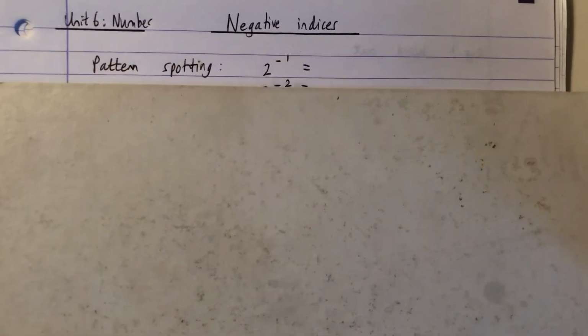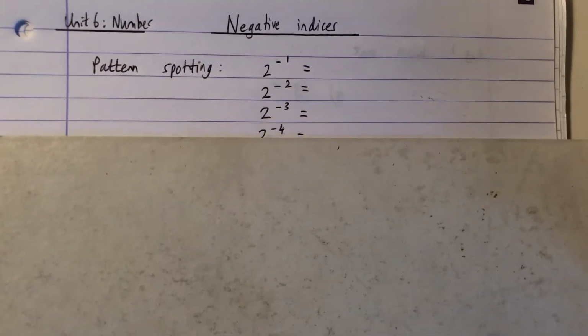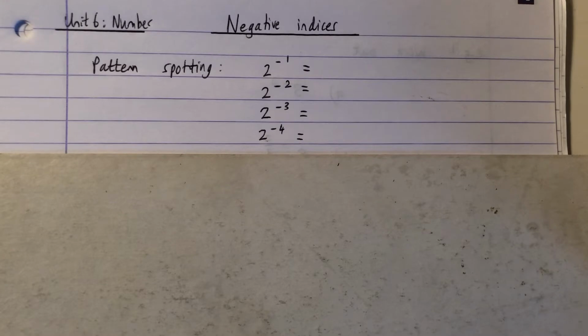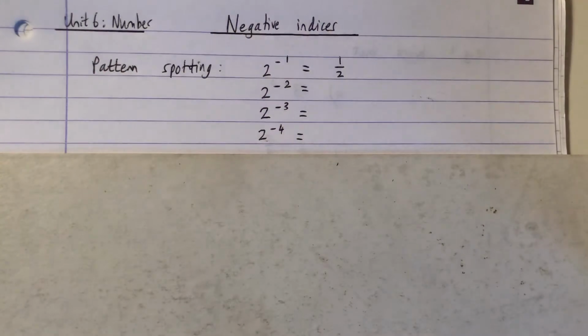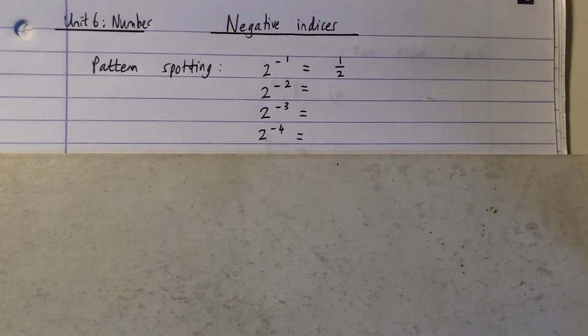So, first thing you need to observe is some pattern spotting, which you could do by using your calculator. So if you typed in 2 to the power of negative 1 into a calculator, you would get the answer a half. It's very difficult to know exactly what the pattern is after just one number, but we will continue.